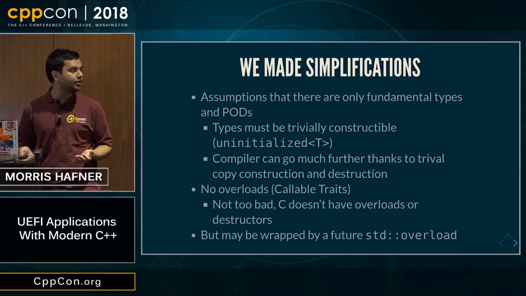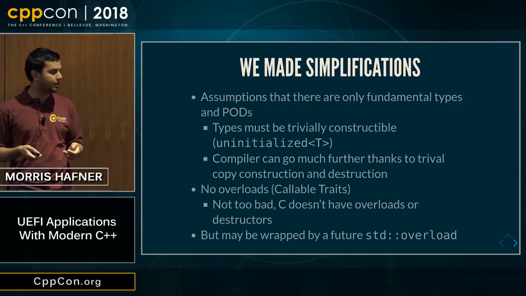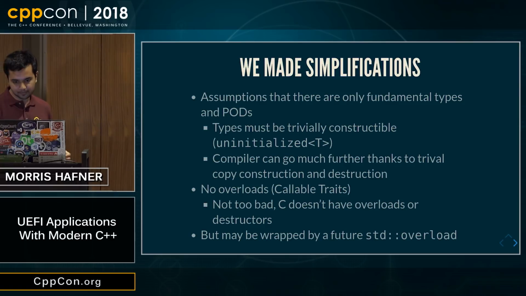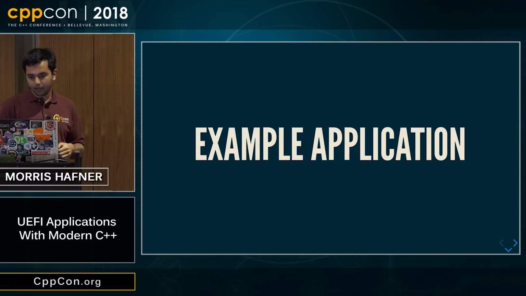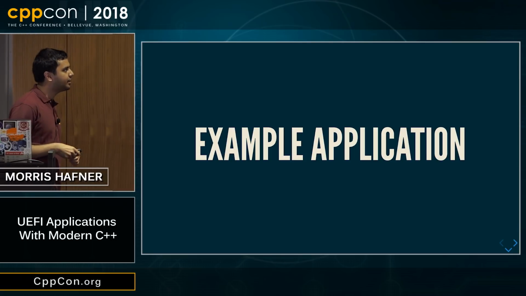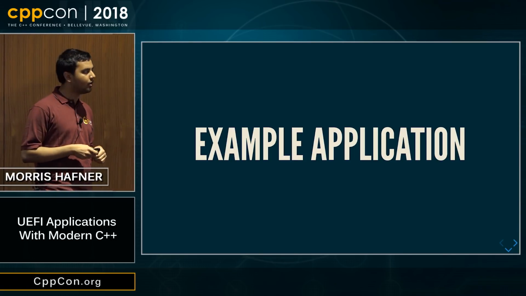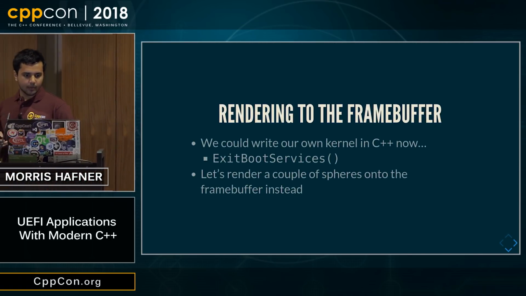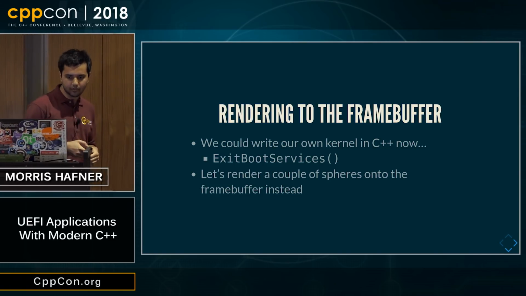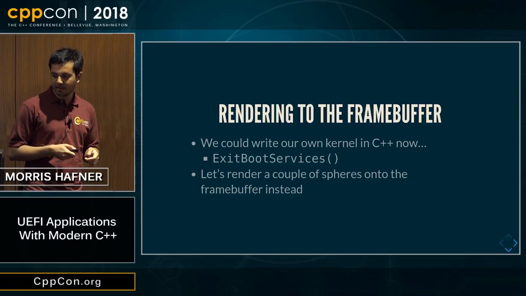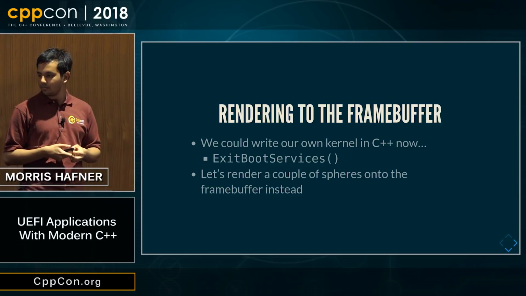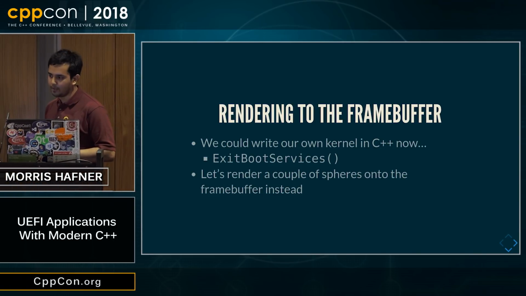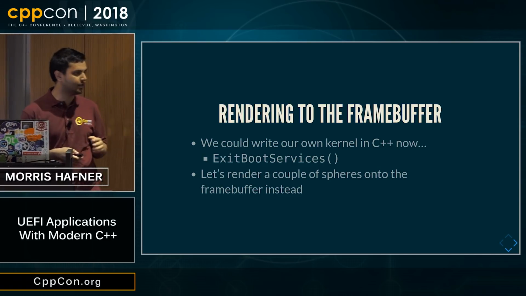But you may want to add overloads by yourself with a feature-listed overload when you're writing a high-level wrapper using my wrapper, for example. Okay, so I've shown you a bunch of metaprogramming, but I still haven't really shown you how to write some non-trivial application that is not Hello World. So we could write our own kernel now, or we could write our own bootloader now. You just call exit boot services, and the machine is your own. But I chose to render a couple of things on the frame buffer instead, and because of time, I don't think I have the time to show you that, but I can just show you later after the talk.